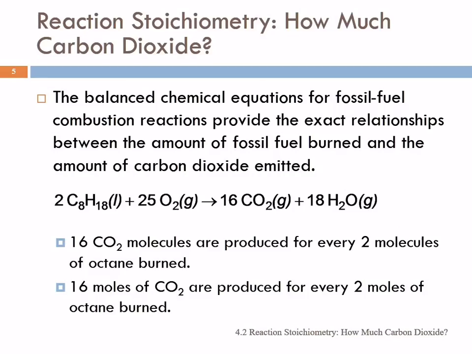How could we figure out how much is coming from fossil fuels? Well, this chemical equation gives us the exact relationship. 2 molecules of octane are going to react with 25 molecules of oxygen and produce 16 molecules of CO2 and 18 molecules of water. We can also look at this in terms of moles, because that's just like doing it in dozens would be multiplying by 12. If we just multiply everything by Avogadro's number, we've got moles. So 2 moles of octane react with 25 moles of oxygen and produce 16 moles of carbon dioxide.